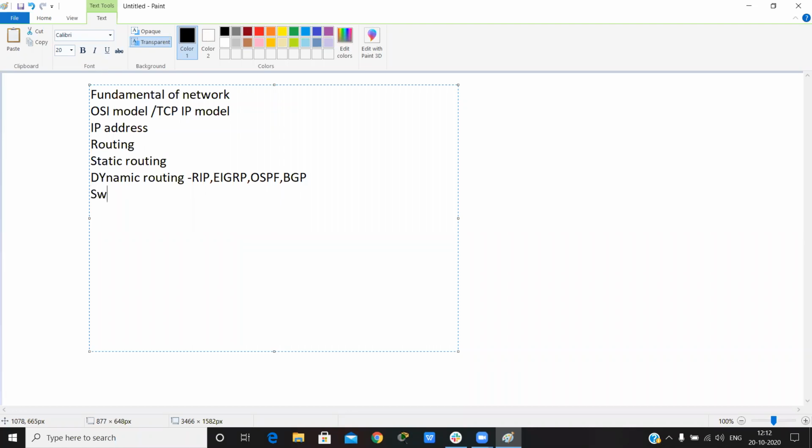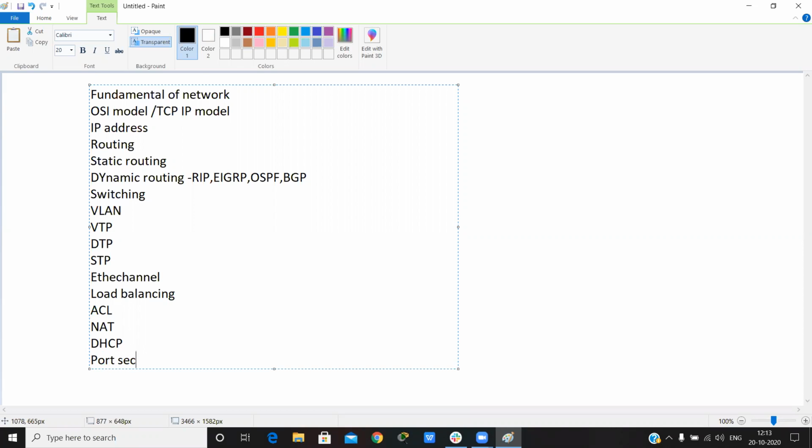And then we come to the switching part. Firstly, we learn about the basics of switching. Then we learn VLAN, VTP, DTP, STP, and then we learn about EtherChannel. Then load balancer protocol. Then ACL, NAT, DSCP, port security. All these things we do in the 1 month in networking.